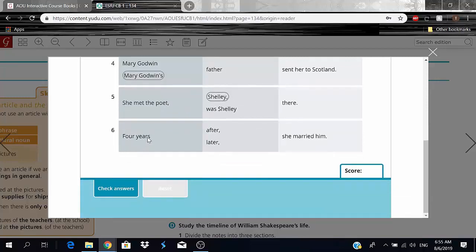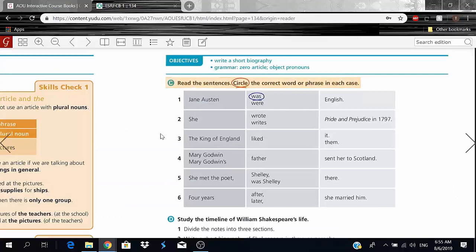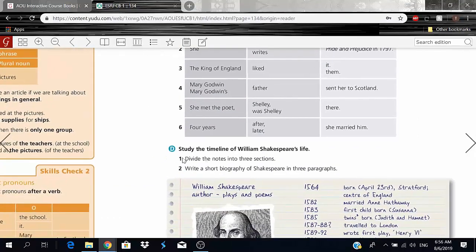6. 4 years after or later, she married him. And we're going to use later because it's a fixed phrase, okay? And the word later comes after a time period, right? So 4 years later, she married him. Okay? Here we have a simple study the timeline.